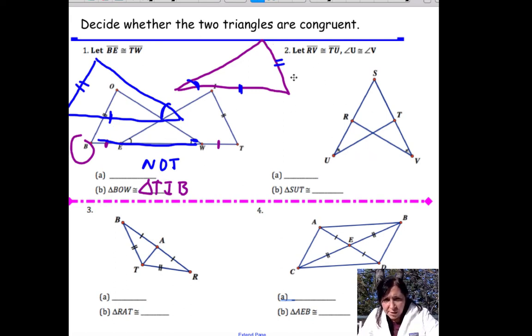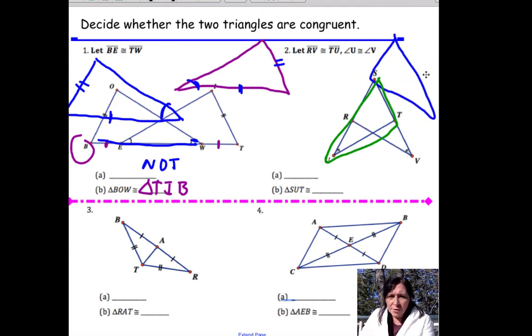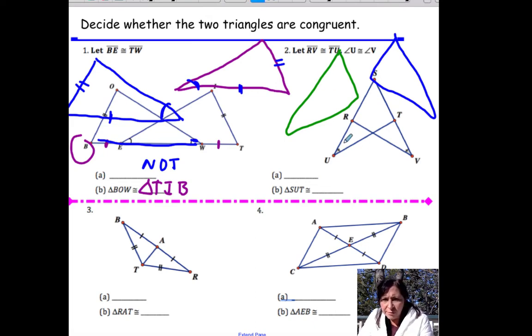Let's look at this one right here. It says RV. Again, I'm going to draw my triangles and separate them, and then draw this triangle right here. When I draw my two triangles and separate them, this is what I see. RV is this side that came down here, and that's congruent to TU, which is this side. We know that these end angles are congruent, this angle here is congruent to this angle here. We also know angle U is congruent to angle V.